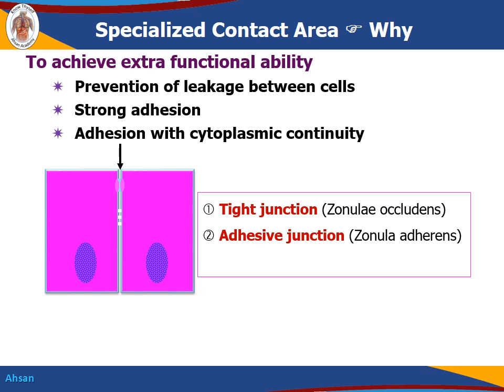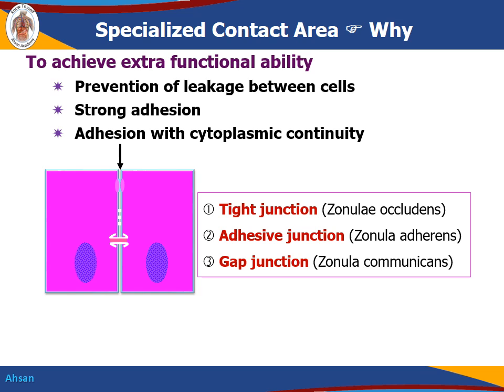Third type: there is some protein structure that passes between the cells and keeps a gap like a tube, inside of which is the lumen. This type of adhesion creates a cytoplasmic continuity so that information from one cell's cytoplasm quickly reaches the cytoplasm of the adjacent cells. This type of junction is known as gap junction, or zonula communicans.